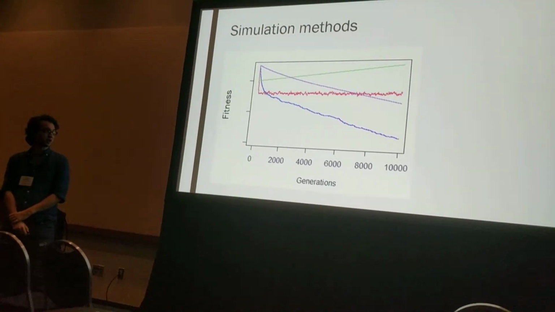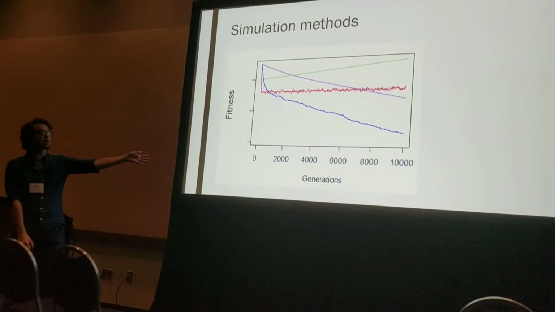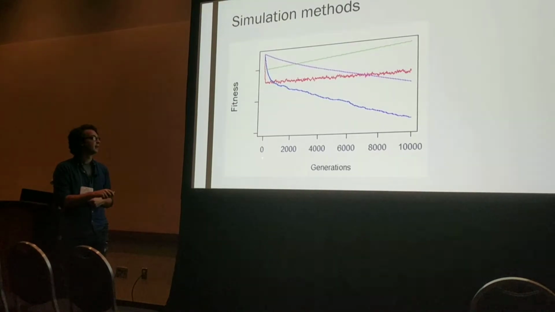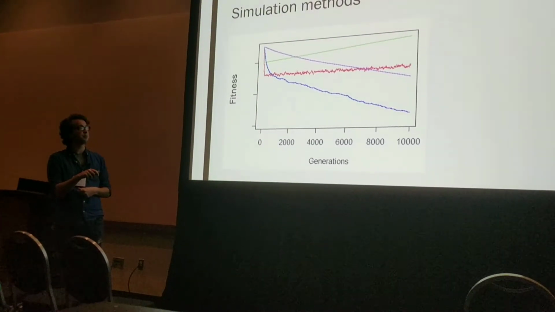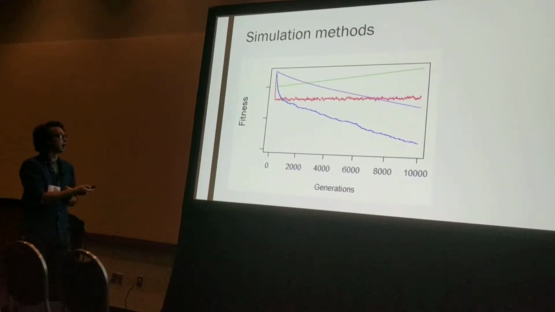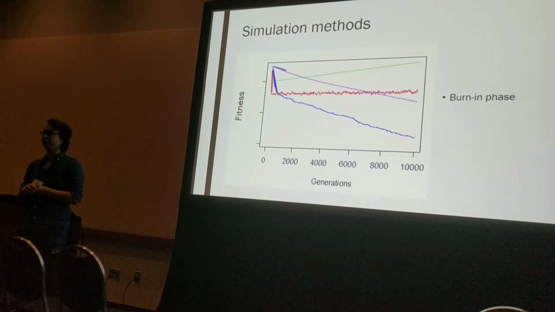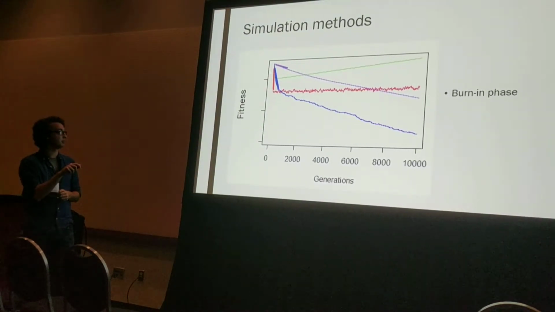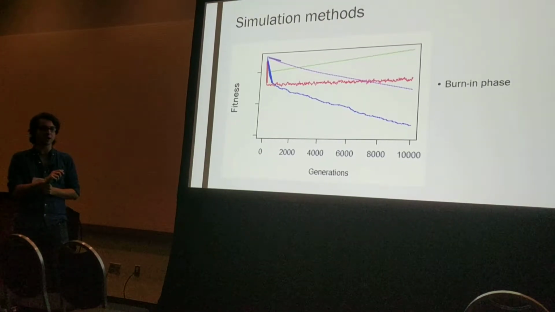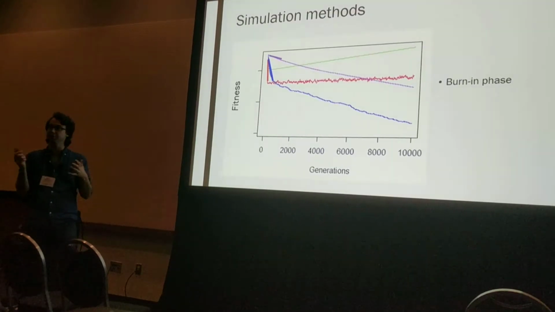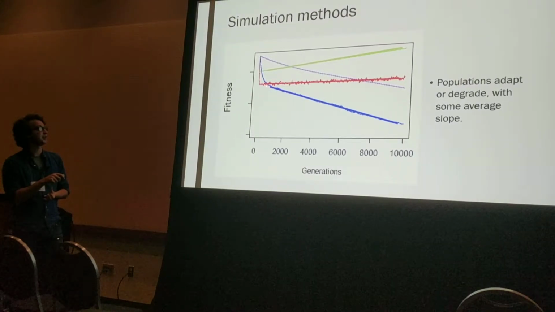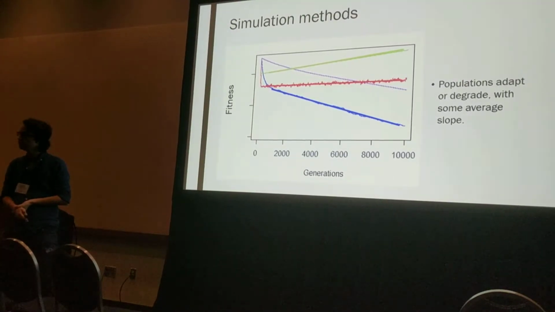So what's my simulation going to look like? In general, each individual simulation is going to look something like this. I'm going to keep track of fitness over time, over a bunch of generations. Each line would be a single population with some combination of beneficial parameters. I start every individual as having no mutations. So first there's going to be a burn-in phase where mutations first start entering and segregating. They're actually quite fast because there's lots of selection happening, so you get lots of sweeps very quickly. And then populations are going to either adapt or degrade with some average slope.